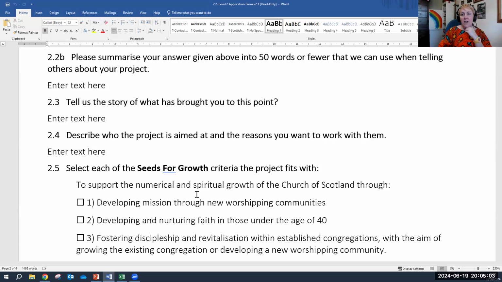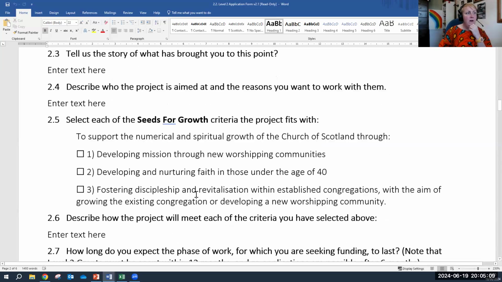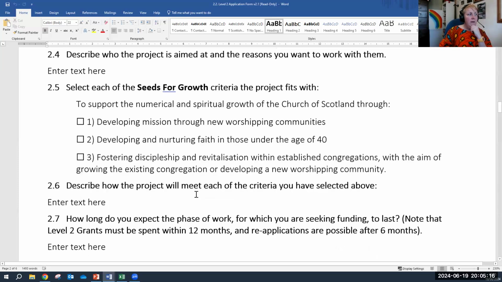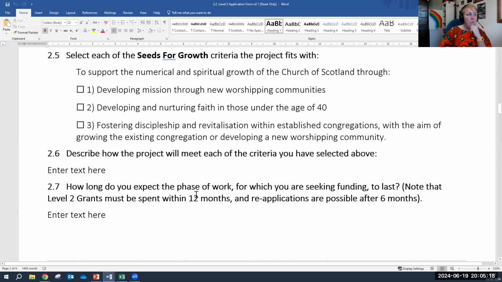So I wanted to just highlight that we want to know why you want to work with these people. And then we have 2.5, our normal: select each of the criteria that you want to work with and describe how the project will meet each of the criteria you have selected. So same as before, if you've selected more than one criteria, then you need to answer that question for each of the criteria that you have selected.